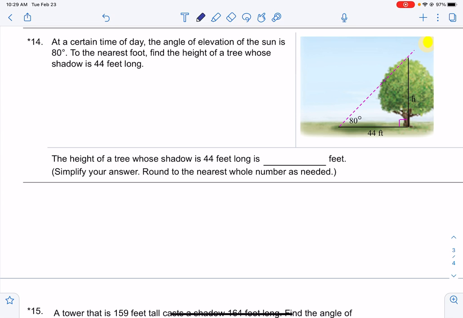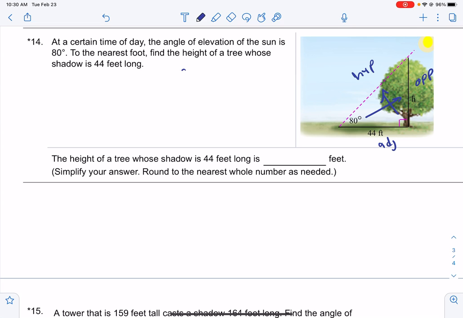To the nearest foot, find the height of a tree whose shadow is 44 feet long. Okay, so this story problem gives you a picture to go with it. So it kind of draws the triangle for you, and not only that, but it labels it for you. So you have this triangle. It tells you the angle of elevation is 80 degrees, and it wants us to find the height of the tree. So I'm just going to treat this like any other triangle problem, and I'm going to label it first. Across from the 90 right there is my hypotenuse. Across from the angle that it gave me, we're going to call that the opposite. And this one down here is going to be our adjacent side.